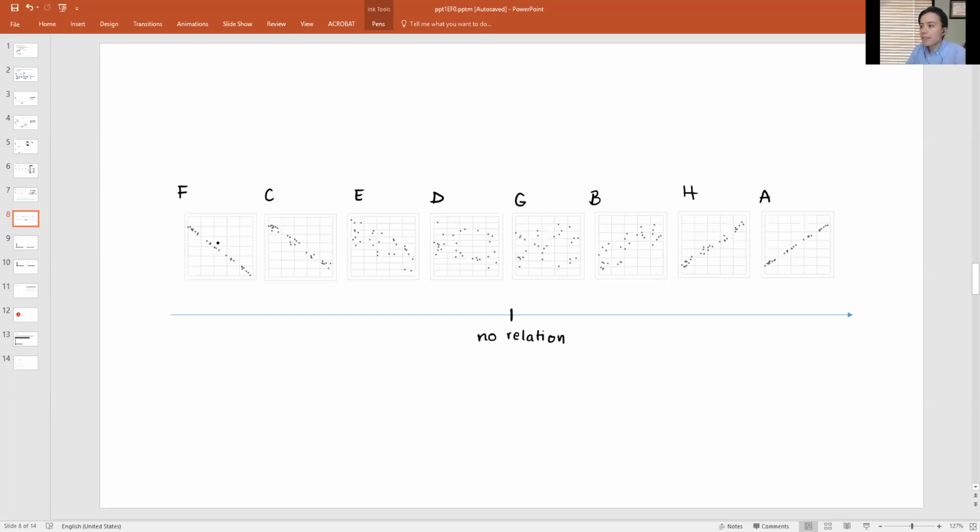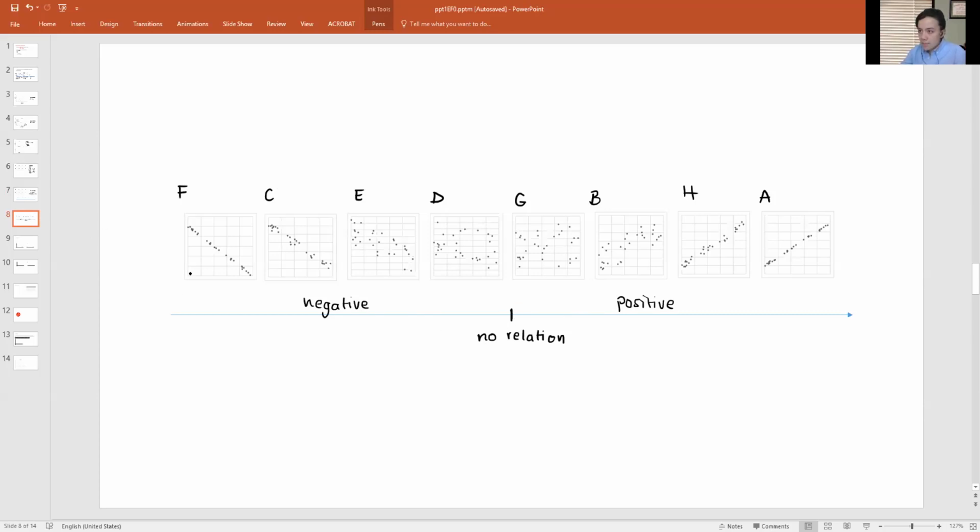Then we have that everything that's before this is a negative relation, and everything that's on this side is a positive relation. Now this should make it a little bit more clear why I chose to start F, C, E, D and not A, H, B, G. It's because I would like the positive to be on the right and the negative to be on the left, as all math has ever been before. Okay?